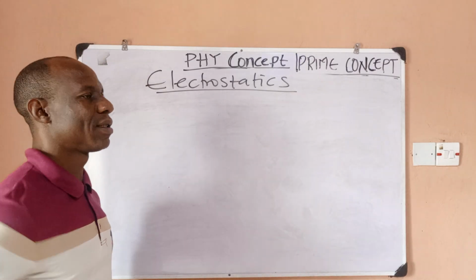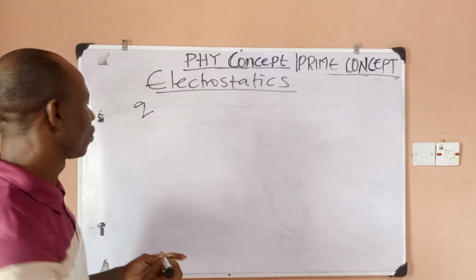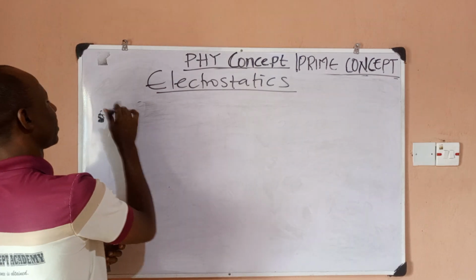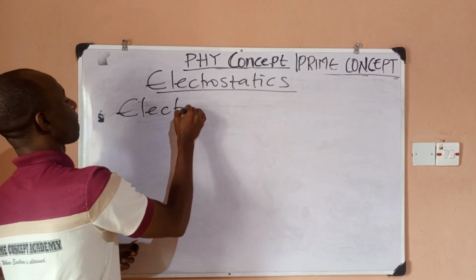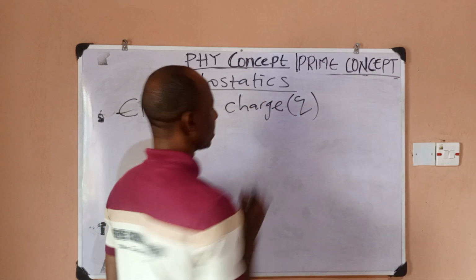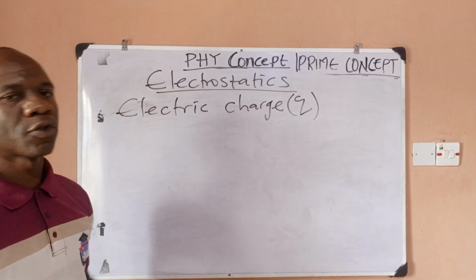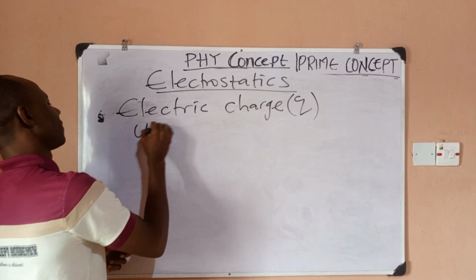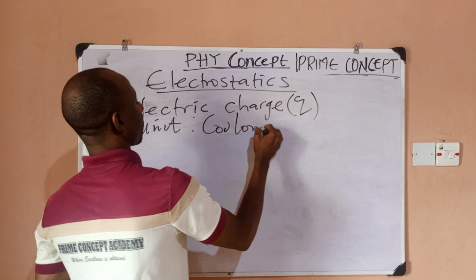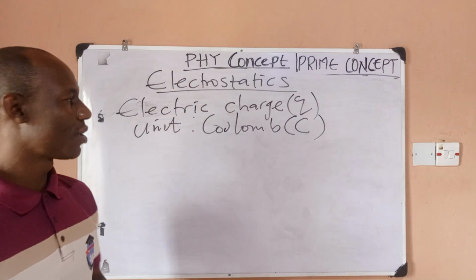And electric charge is usually denoted by the symbol Q. Some books would use small q, some books would use capital Q. So electric charge is denoted with the symbol Q. And electric charge is measured in the unit of Coulomb, which is denoted with capital C. So charge is measured in Coulomb.